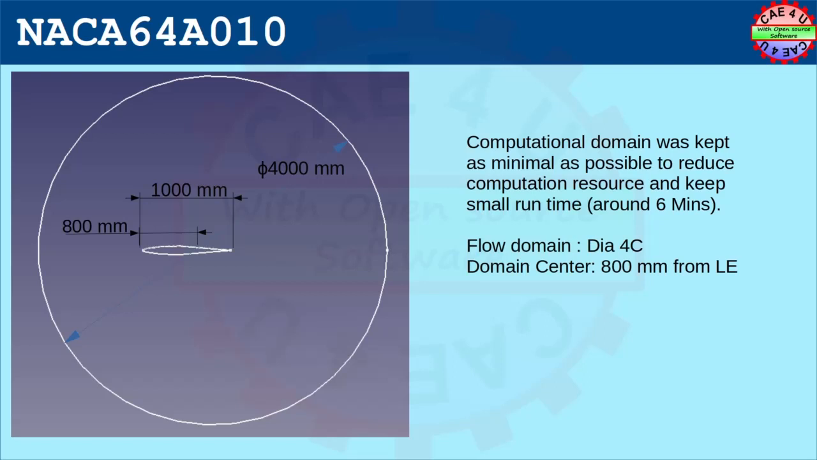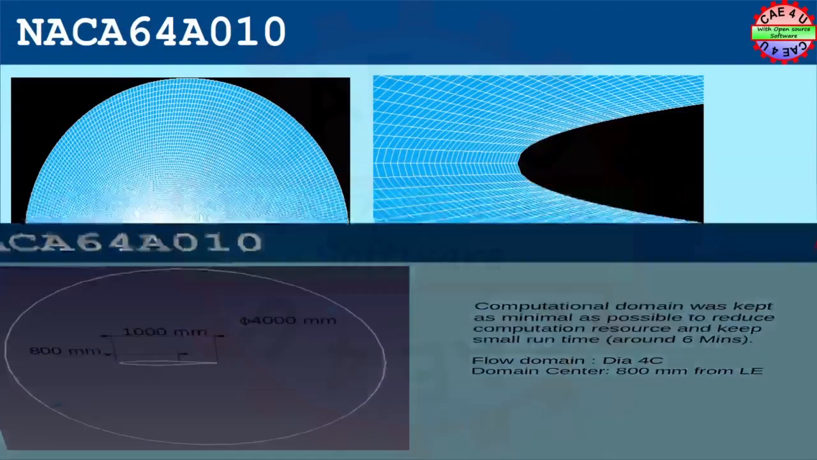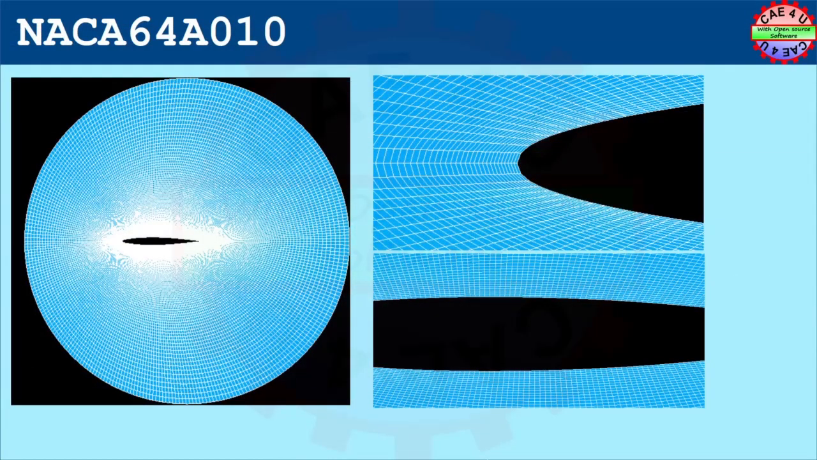We restricted the domain due to computational considerations. If your resources allow, then you can extend the domain. To provide more space for wakes, the domain has been offset towards the trailing edge. The dimensions are just for reference, but not actually a standard. Let us move on to meshing.